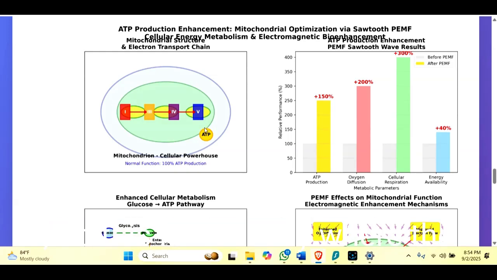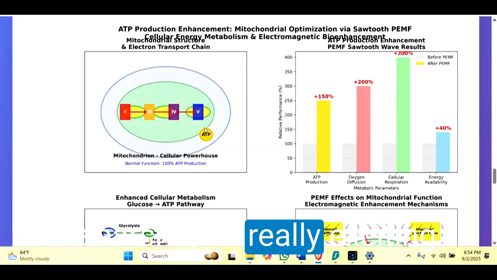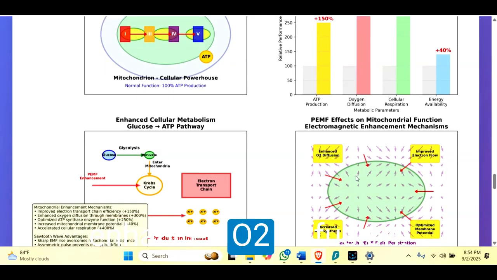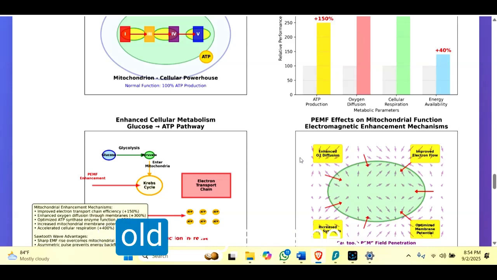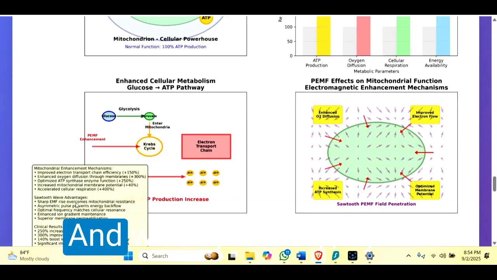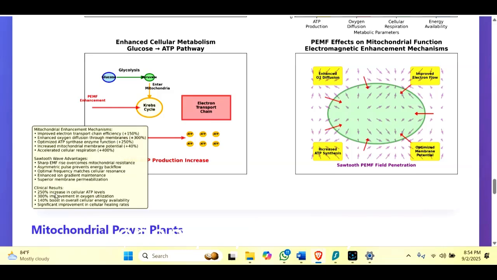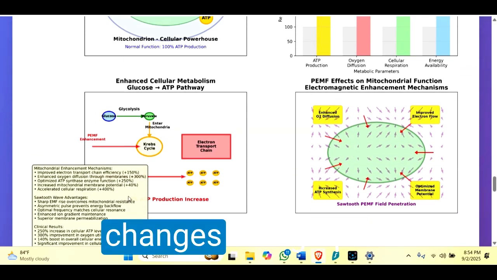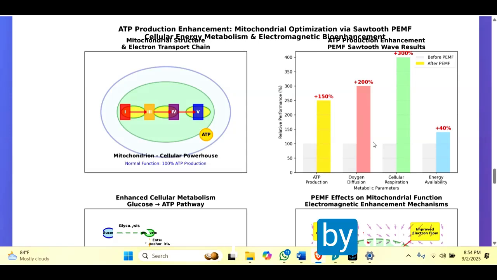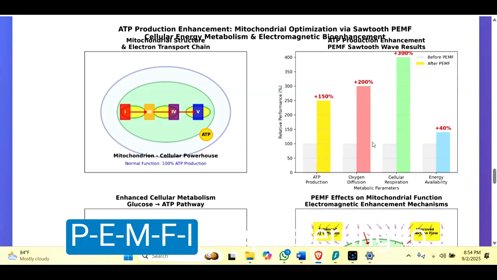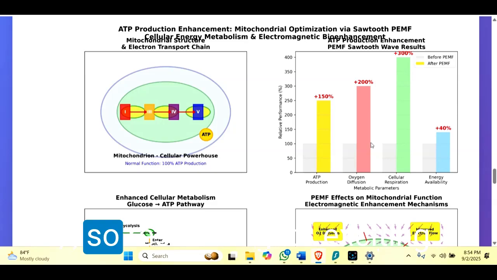So this is basically where the research gets really exciting. You can take a look at electron flow across the mitochondrion, enhanced O2 diffusion. So there's a lot of cool little diagrams here. Again, you'll have access to this below in the description if you want to take a look at it. And when you see all these percentage changes, cellular ATP, oxygen utilization, all these different changes and graphs, this is all pulled just from all the research that went into that one particular brand of PEMF I keep referring to. So the research gets exciting.